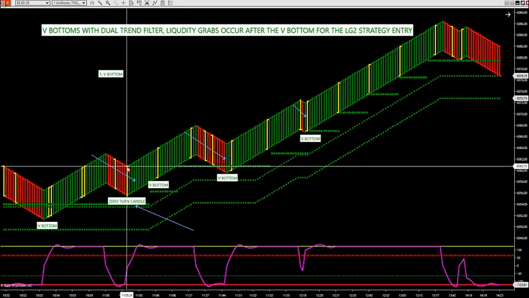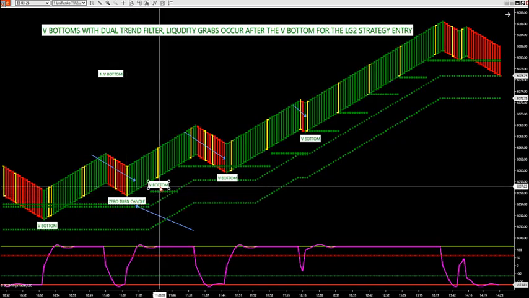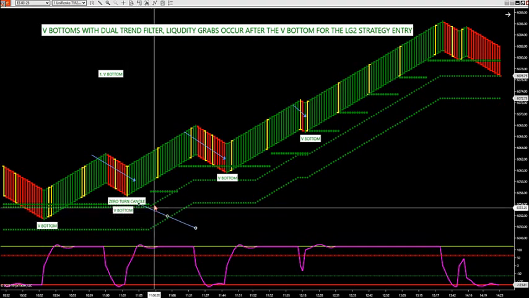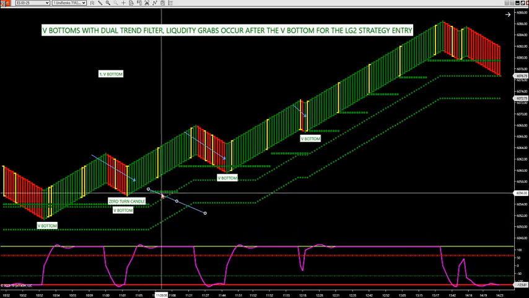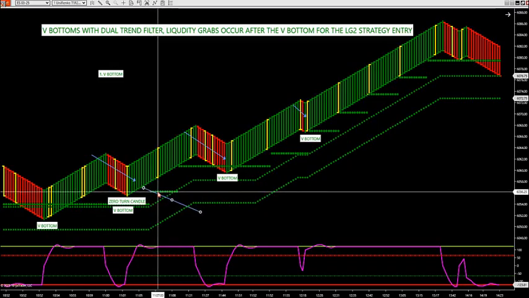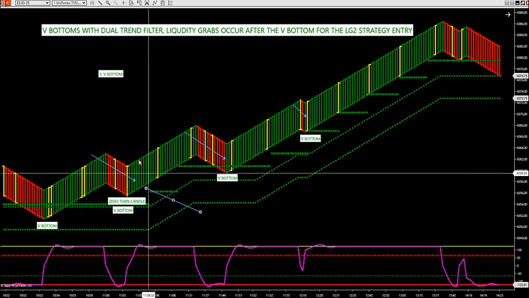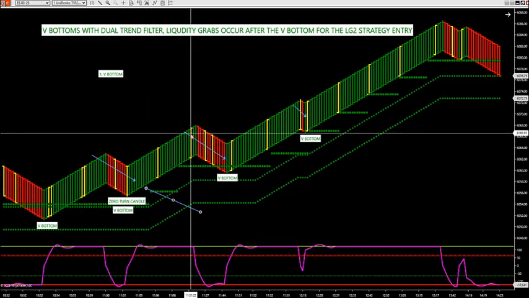And sure enough, we got the zero-turn candle, and the market started moving higher. Your zero-turn candle, V-bottom. When you see this come up, this is the best time to look for liquidity grab. This is when the software can be turned on, and the entry would have been right at this level on a liquidity grab entry.